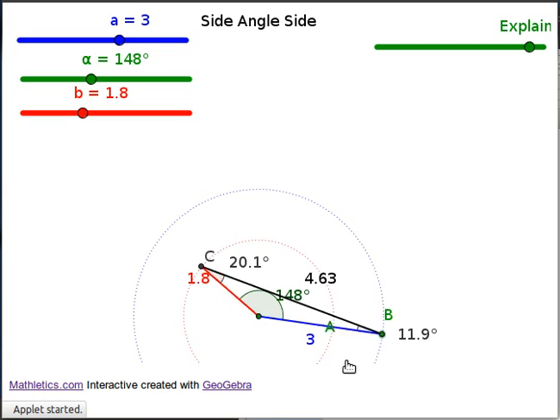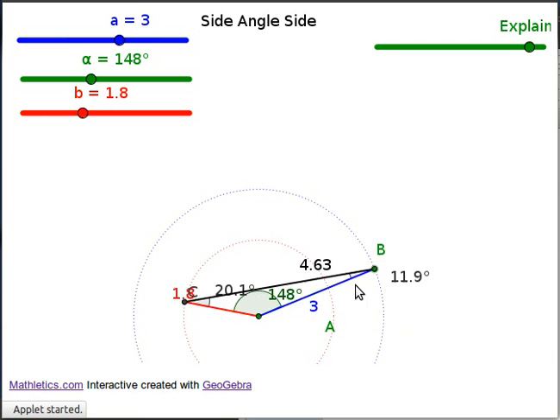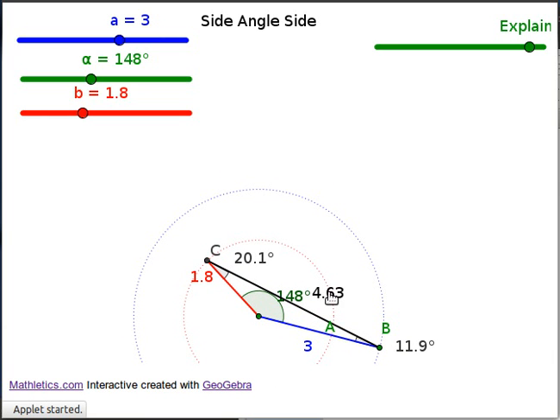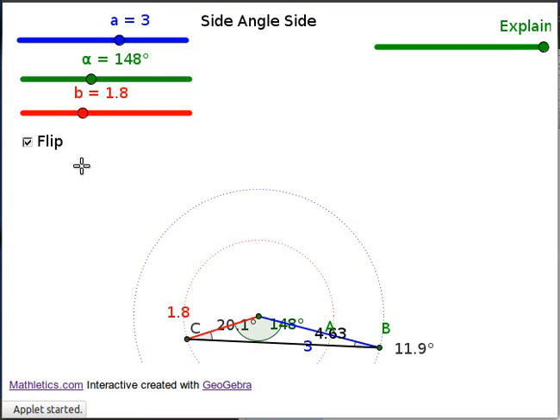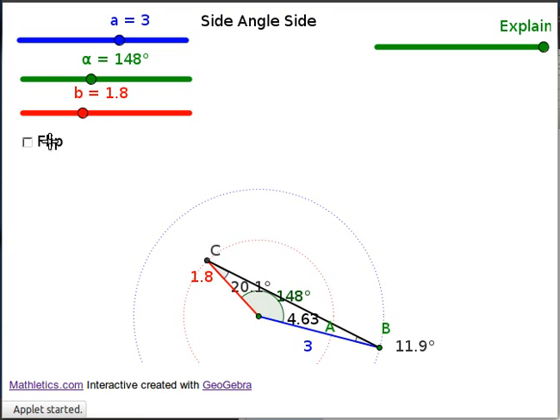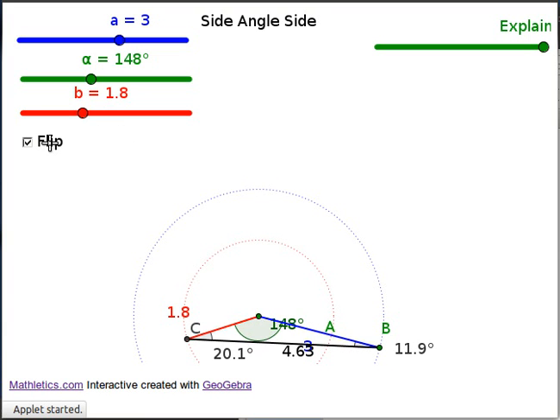Drag it around, rotate it. All it's really moving are the labels there. It's still 4.63 long, and this angle's 20.1 and this angle's 11.9. You can even flip the triangle. You flip it over, the angles still stay the same, and the side length still stays the same. 4.63. Backwards and forwards, 4.63. So the triangle's the same.